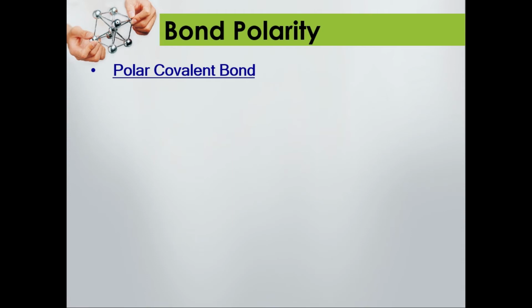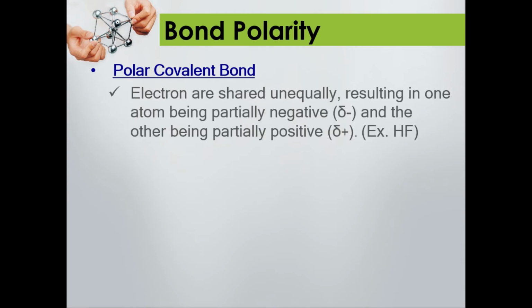Next is the polar covalent bond. For a polar covalent bond, electrons are shared unequally, not equally, resulting in one atom being partially negative and the other being partially positive.